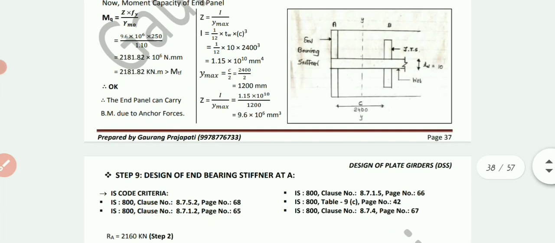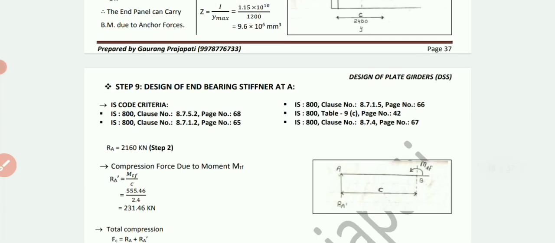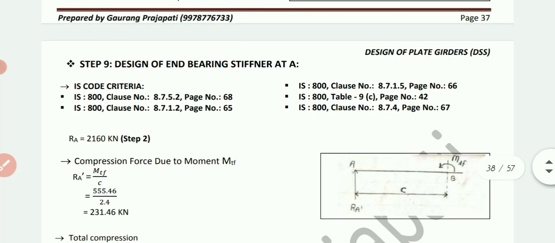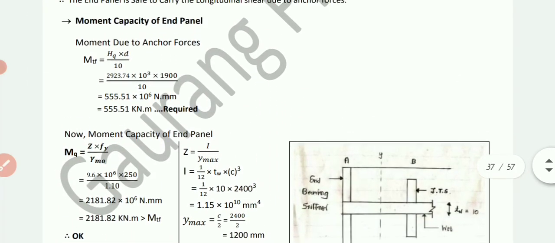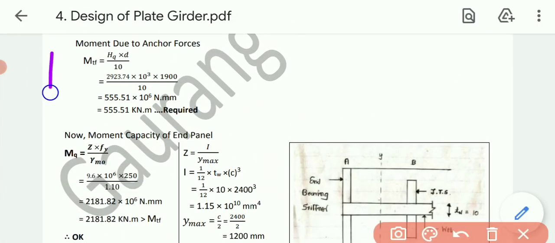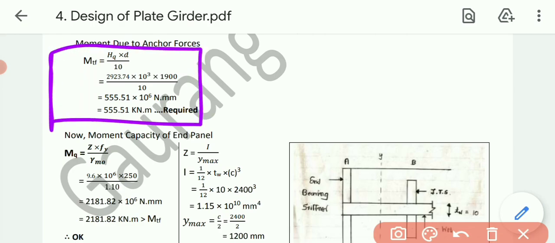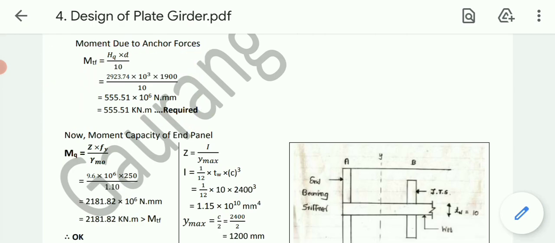Now moving forward, step number 9, that is design of end bearing stiffener. As we are going to design a stiffened plate girder, here we need to provide two stiffeners. Number one at the support, that is the end bearing stiffener, and the other at the intermediate places, that is the intermediate transverse stiffener, called ITS. So for that, we have already calculated the moment over here, Mtf. Now this indicates the moment due to the anchor forces.